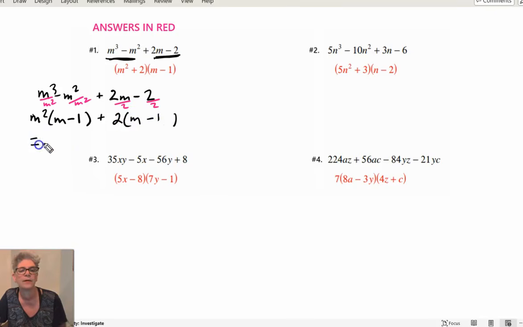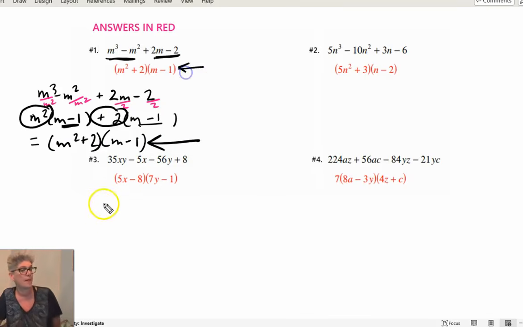Okay, now if we look here, they have an m minus 1 in common. And then what's going to go in here? Well, whatever we've got out the front there, so m squared plus 2. And that's our answer, and we can see that that matches what's in red. So far so good. Okay, let's go on to the second one, and again I'm going to write this one underneath, and I'll leave a little bit of a gap.